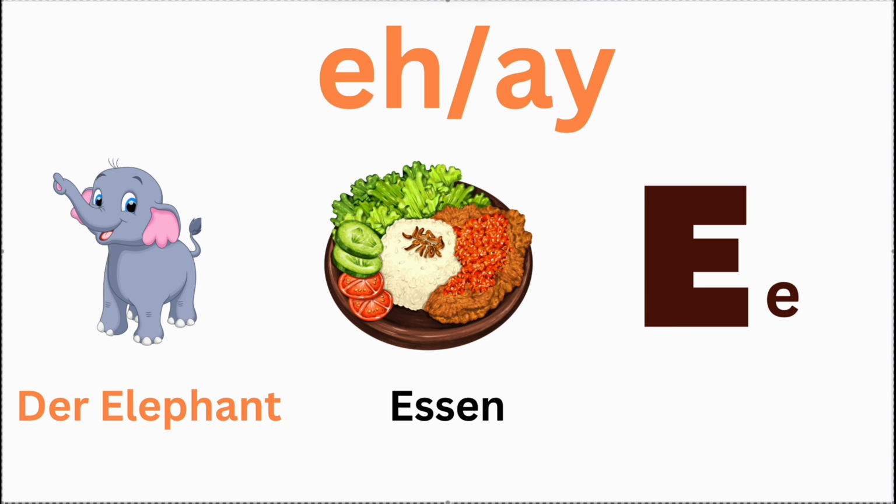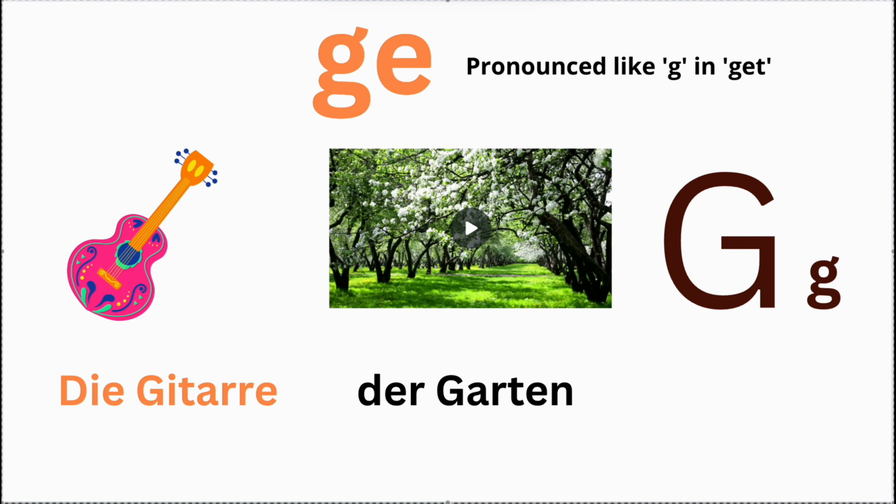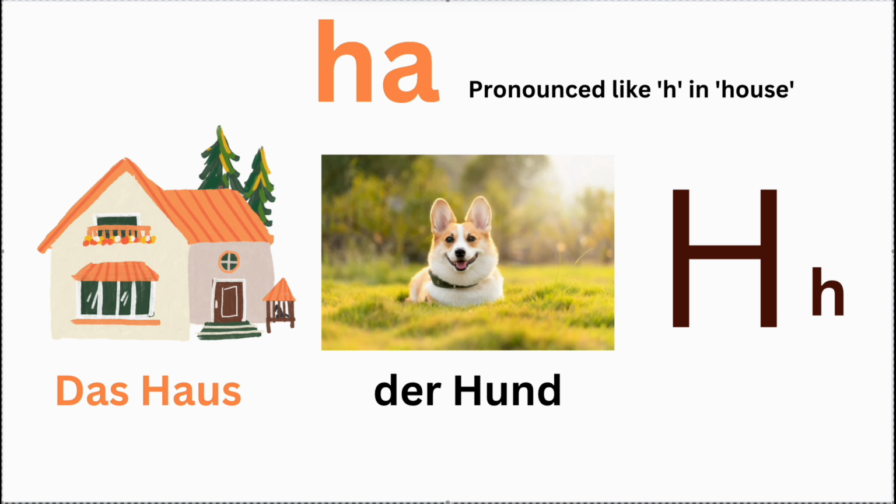E, for example, Essen means food, to eat. Der Elefant, the elephant. F: der Freund, das Fenster, which means window. Der Freund means friend. G, pronounced like "gay" in gate. Example, die Gitarre, which means guitar. Der Garten, which means the garden. H, repeat after me. Das Haus. Second example is der Hund, which means dog.